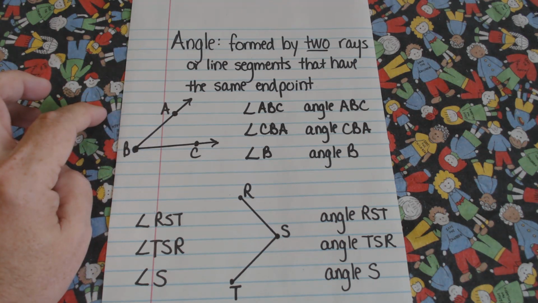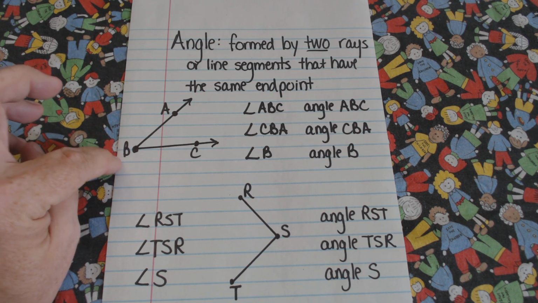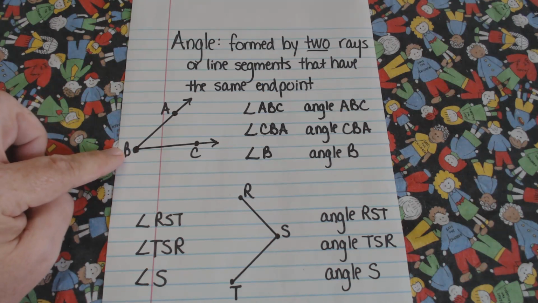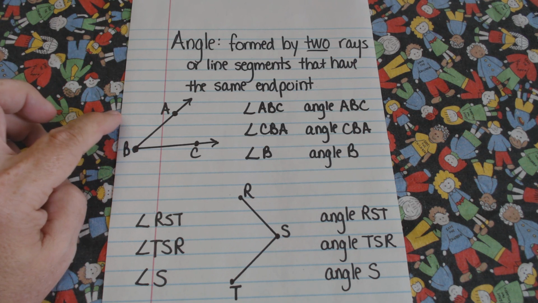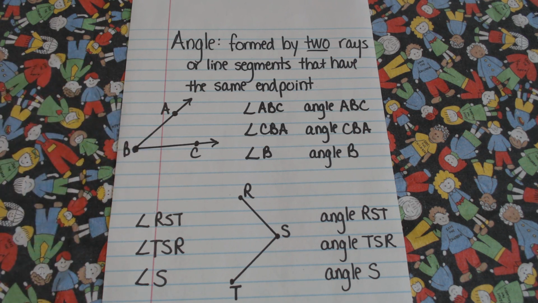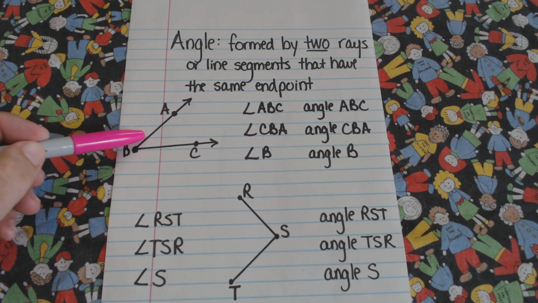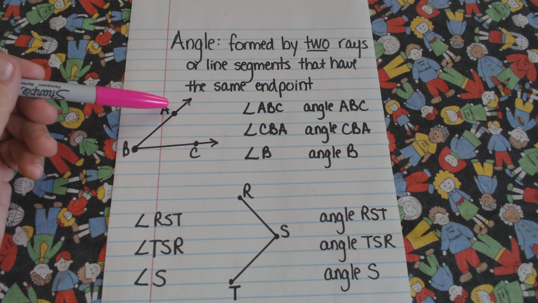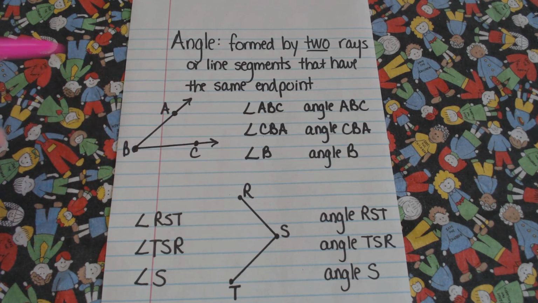And sometimes, although I do not encourage it here in 4th grade, we refer to this angle as angle B. Sometimes you can label the angle by the vertex, but it gets complicated, particularly the way this one's drawn, because we don't know if we're measuring the inside here or around this way, and we'll be getting to that very shortly. So 3 ways of naming this angle: angle ABC, angle CBA, or angle B.